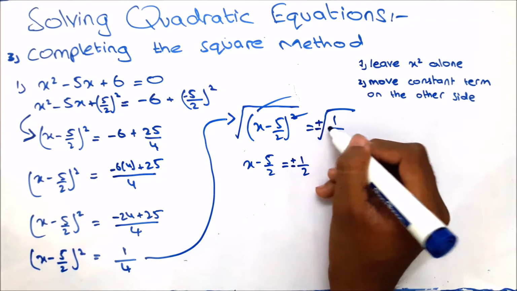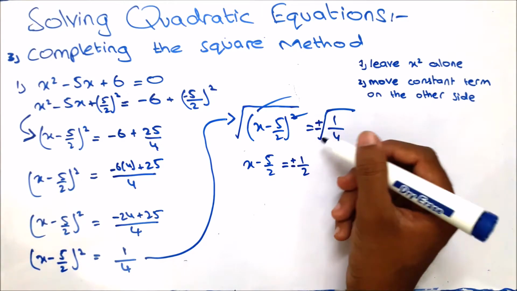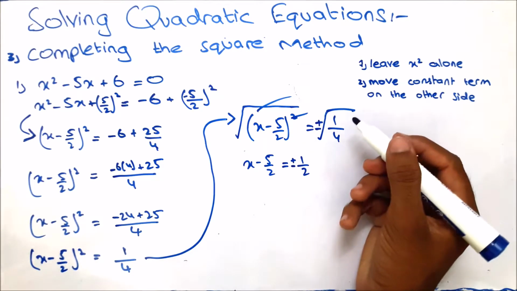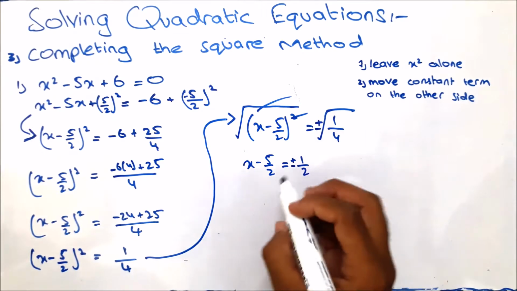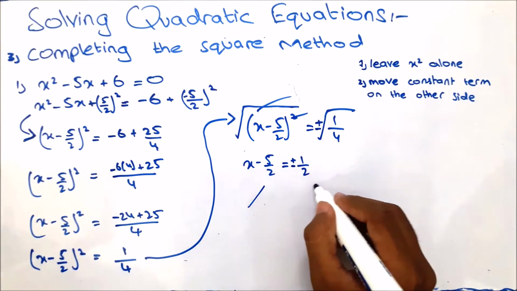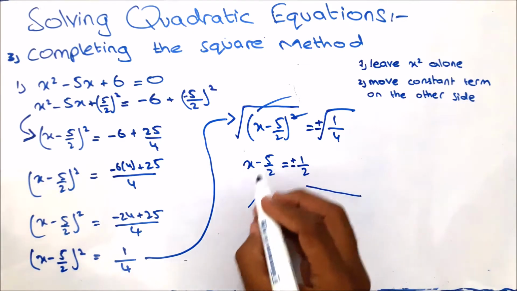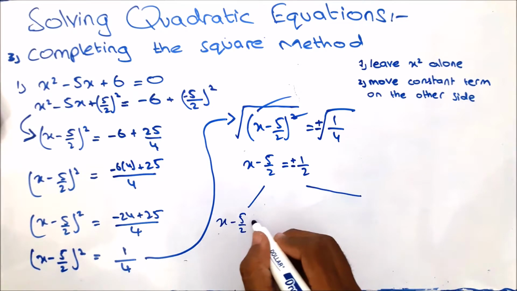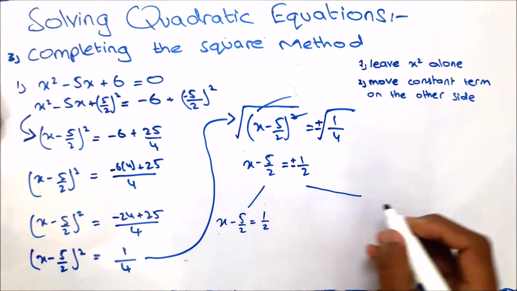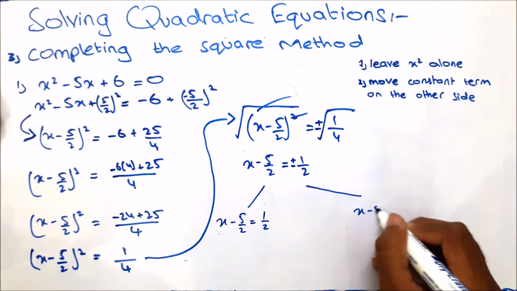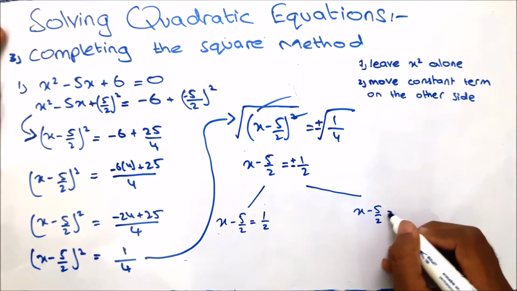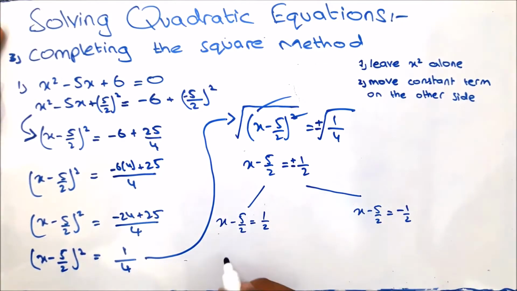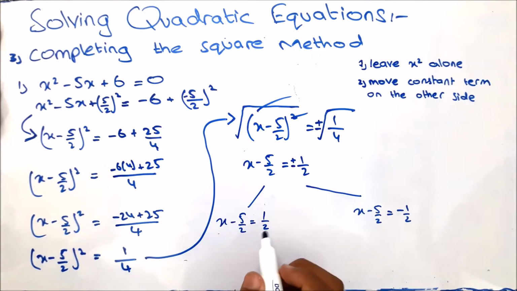We have a plus and a minus sign whenever we are left with a root on a constant. So one time we'll solve it with a positive and the other time we'll solve it with a negative. Here we have x minus 5 divided by 2 equal to 1 over 2, and here we have x minus 5 divided by 2 equal to minus 1 by 2. I'll just take this constant on the other side. I'll add 5 divided by 2 on both sides.